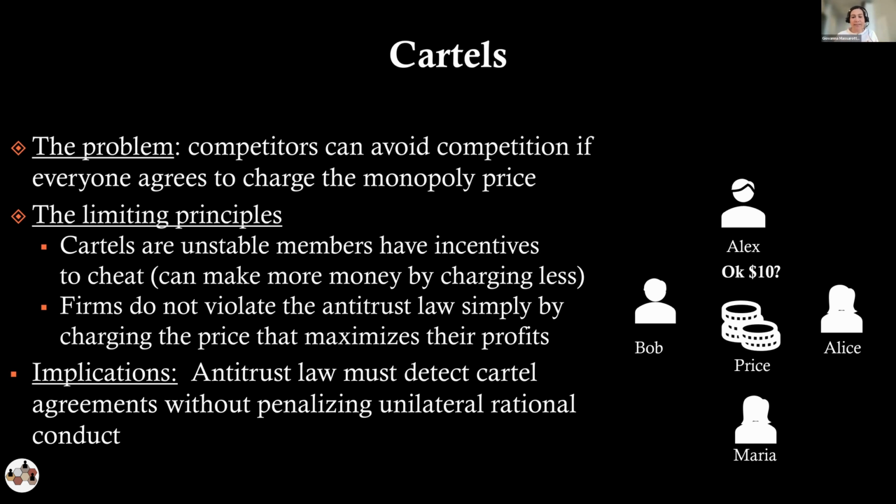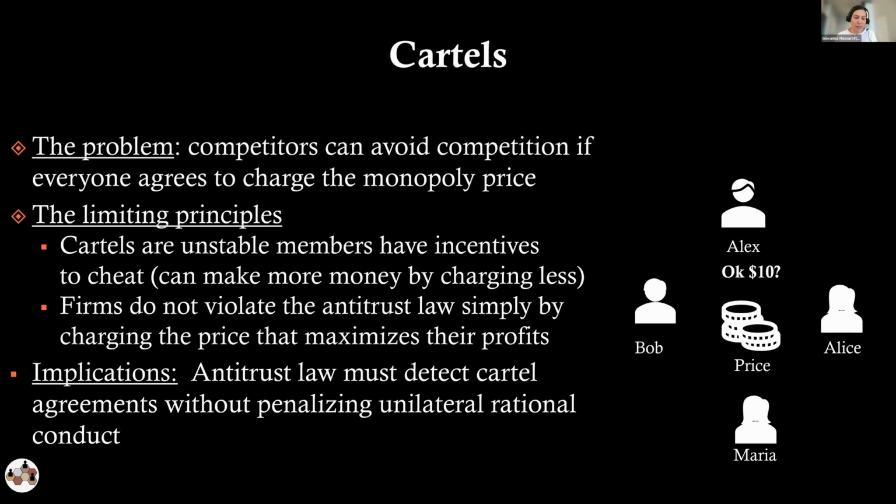So a cartel is based on a trust relationship, and cartel members have high incentives to cheat. Why? Because they can profit more by charging less, so by cheating on this illegal agreement. And firms, at least in the US, don't violate antitrust law if they simply charge the price merely observing their competitors. So if firms look at what the other competitors do in the market and they emulate, they do the same, this is not illegal, at least in the US.